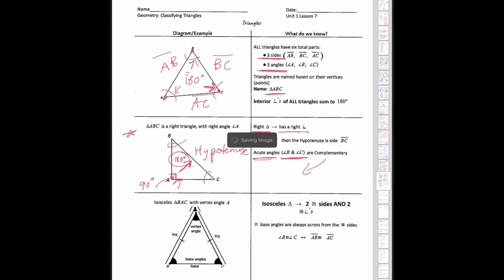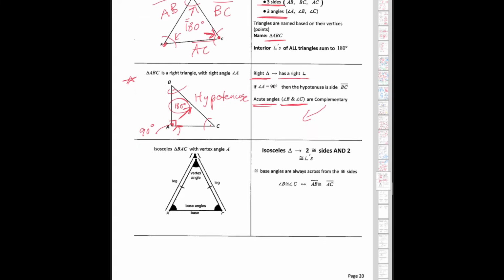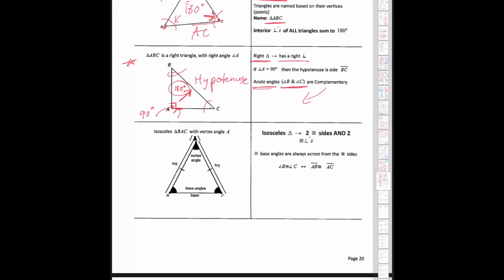Now we're on to isosceles triangles. So what are isosceles triangles? Isosceles triangles have 2 congruent legs or 2 congruent sides and 2 congruent angles. So how do we know which ones are what? We look at our 2 legs, and the angles that are opposite the 2 congruent legs are congruent angles.